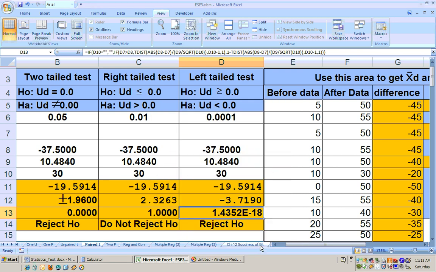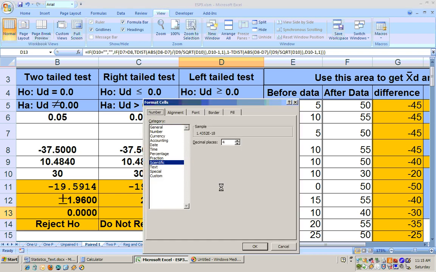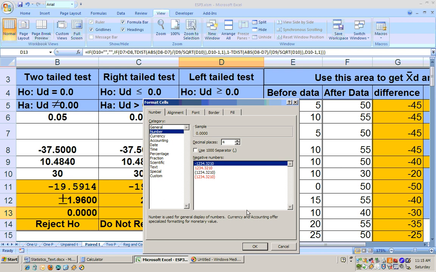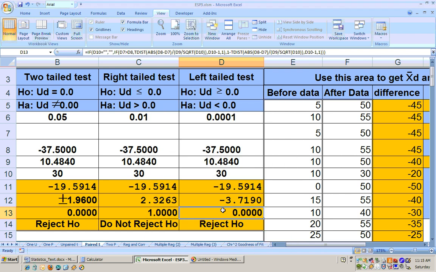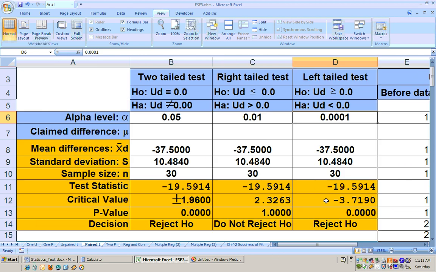Let me see, Number, and we want it in Scientific. If you want to actually see this number, it's 1.4352 times 10 to the negative 18th, which means it's 0.00000000000000000 and then 1, 4, with 17 zeros after the decimal point. So it's very close to 0, that p-value. So 0 is probably good enough, but it's less than this alpha level anyway. Also, if it asked anything else like the test statistic or critical value, it's right there.